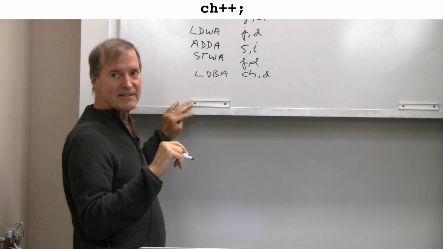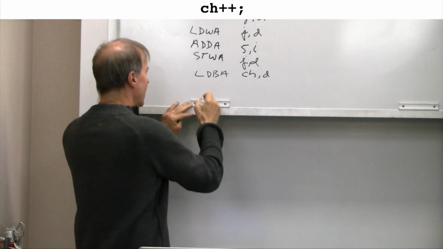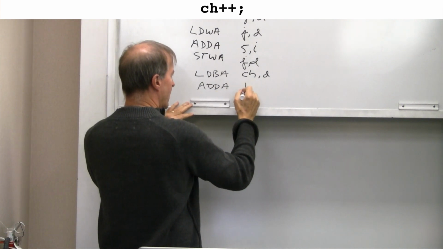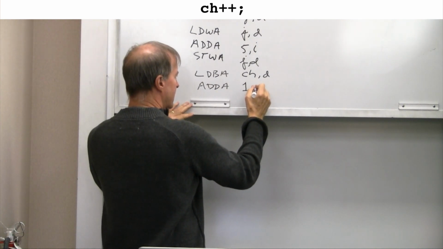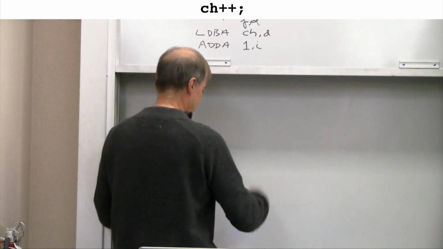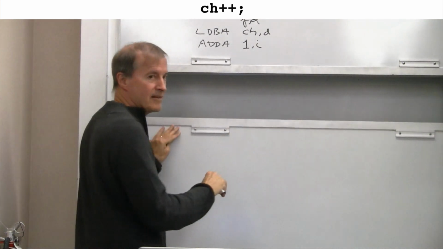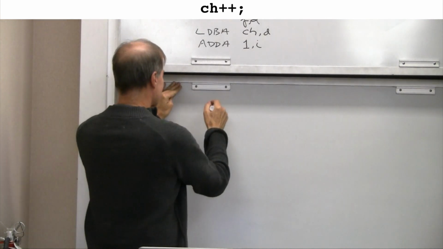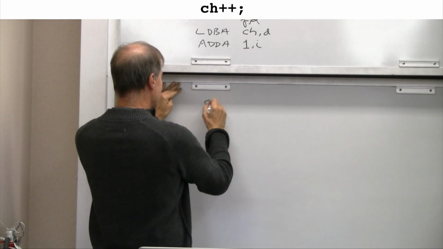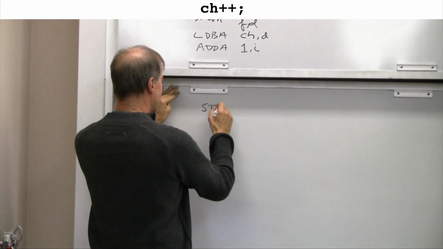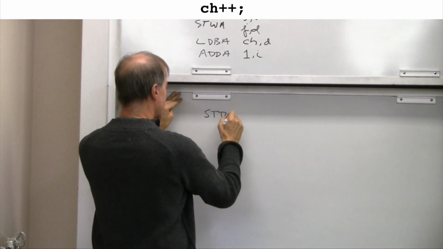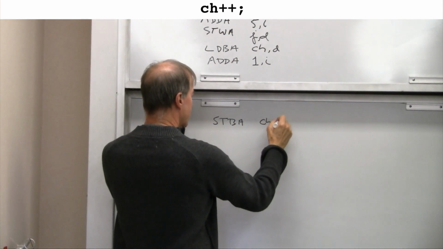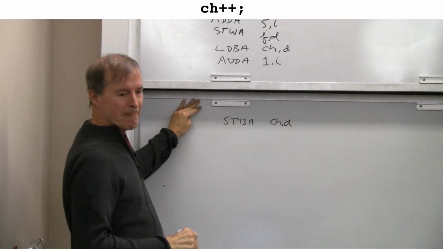So add accumulator. What? 1. Addressing mode immediate, right. Next. Are we going to store it? You bet your sweet bippy we are. Store what? Store byte. Store byte accumulator to where? CH, addressing mode direct. Good. All right.